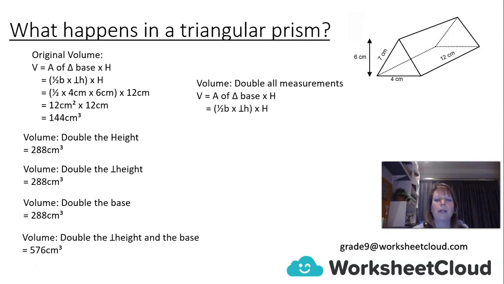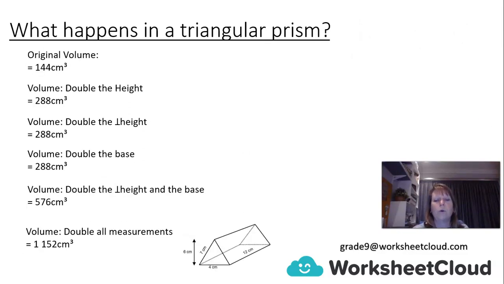So we've got half the base times the perpendicular height times the height of the prism, and we're going to double all of them. So the base ends up being 8, the perpendicular height ends up being 12, and the height of the prism ends up being 24. There we have all the measurements that are doubled. We're going to now multiply it out. So half times 8 is 4, 4 times 12 is 48, and we're going to multiply that by 24, and we're going to get 1,152 centimeters cubed.